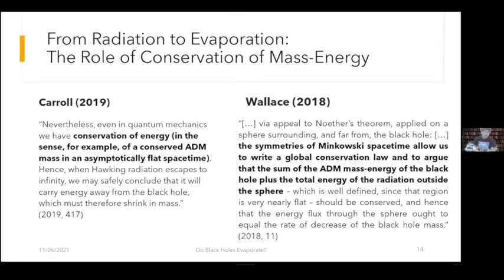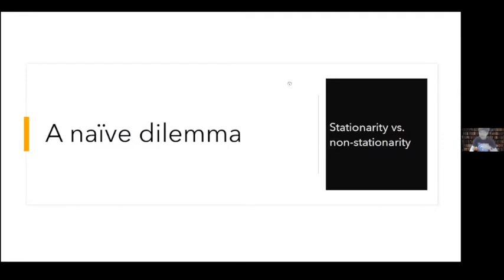They talk about conserved energy, but not in the global sense; at least they specify what they are talking about when they're talking about energy conservation. Carroll talks a bit about conserved ADM mass in asymptotically flat spacetime, and Wallace says the same: the symmetries of Minkowski spacetime at infinity, which is basically asymptotically flat spacetime, give a global conservation law, and the ADM mass we can get from there, and then from there we can get our argument for evaporation.